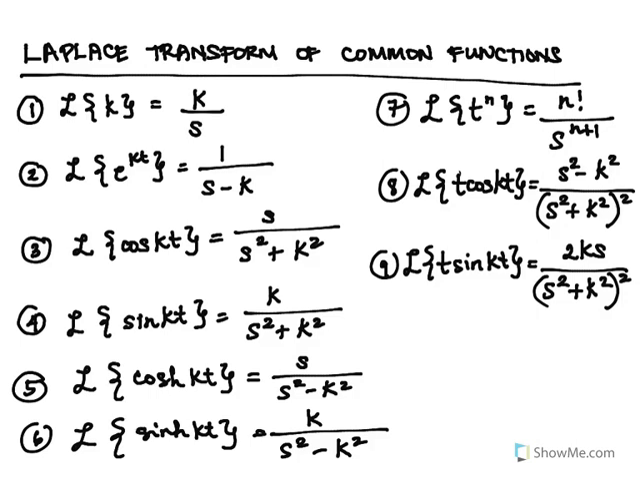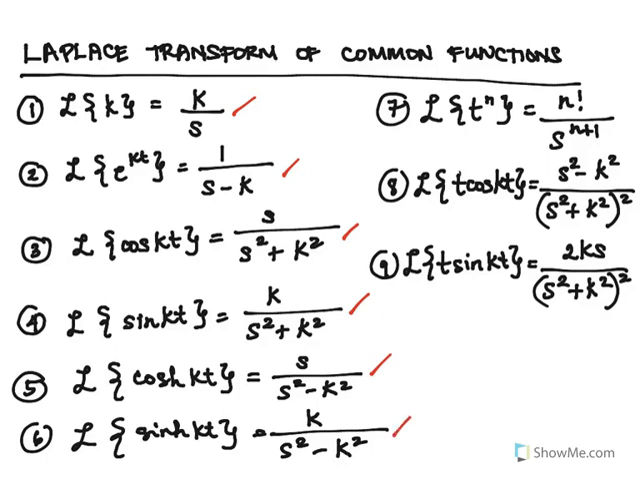Laplace transform of k, just what we saw a while ago. Laplace transform of k, where k is a constant, is just k over s. Laplace transform of e to the kt, where k is a constant, is 1 over s minus k. Laplace transform of cosine of kt is s over s squared plus k squared. Laplace transform of sine kt is k over s squared plus k squared. Laplace transform of hyperbolic cosine of kt is s over s squared minus k squared. Laplace transform of hyperbolic sine of kt is k over s squared minus k squared.